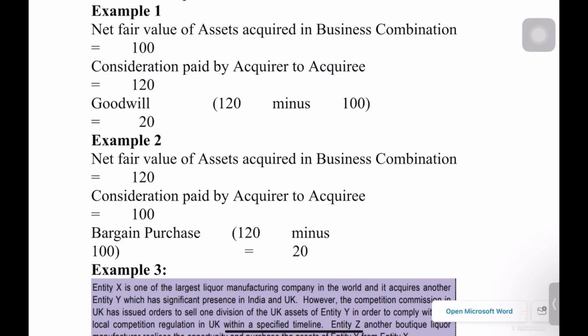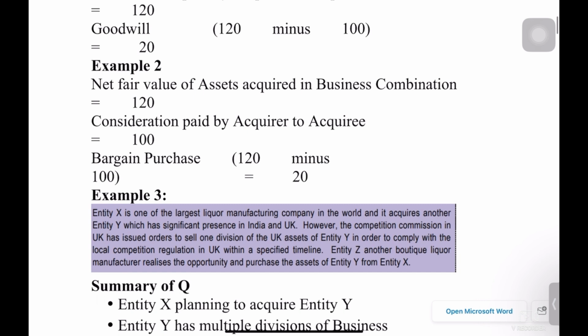So in this example, 100 is the net fair value of the assets acquired by the acquirer, and 120 is the consideration paid. So there is a difference of 20 here. I'll repeat, 120 is the consideration paid and 100 is the net fair value of the assets acquired. So there is a case of goodwill of 20.